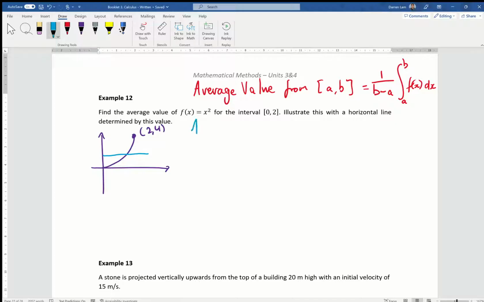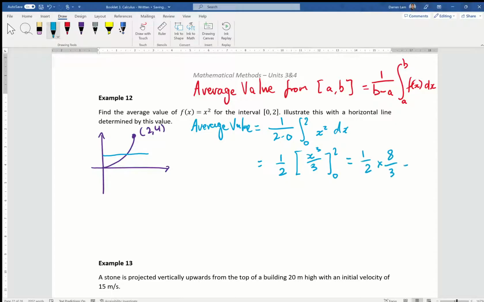The average value, I'm going to apply my formula. Average value equals 1 over 2 minus 0, multiplied by the anti-differentiation from 0 to 2 of x squared dx. To speed up the process, I'm going to assume that you know how to do this and just write out the calculation. Remember that you don't need your plus c because it is a definite integral. After calculation, you end up with 4 over 3.